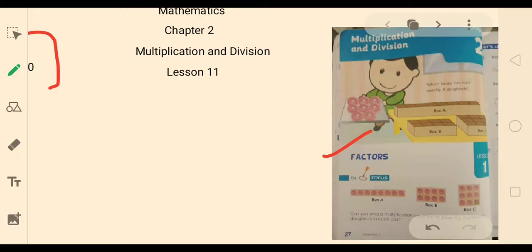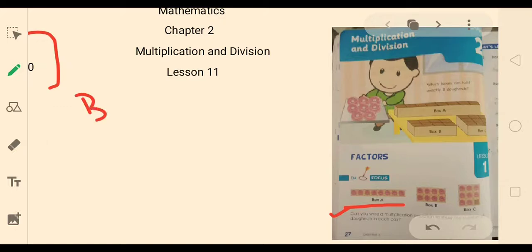So, come to the focus area. In this page, they have given you 3 figures. And what is the question? The question is, can you write a multiplication equation to show the number of donuts in each box? So let's start to write the equation. Come to the first equation over here.